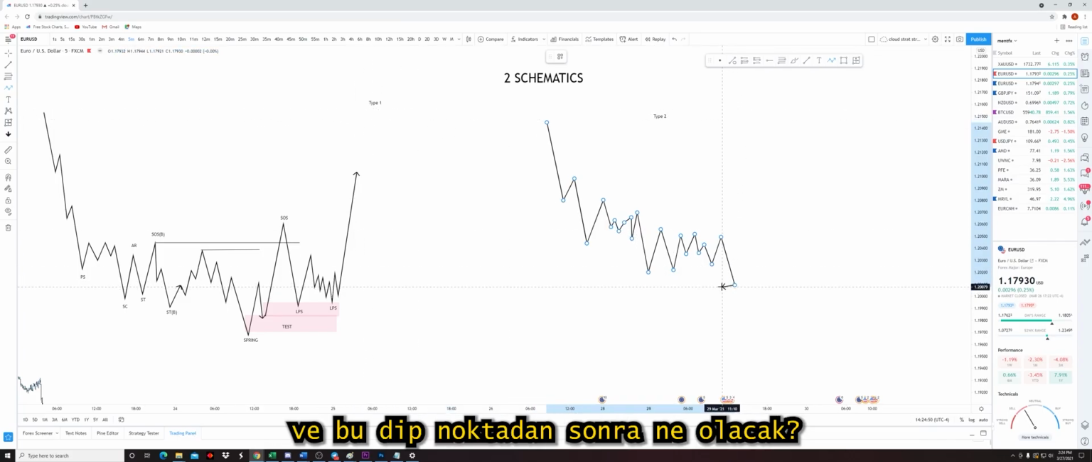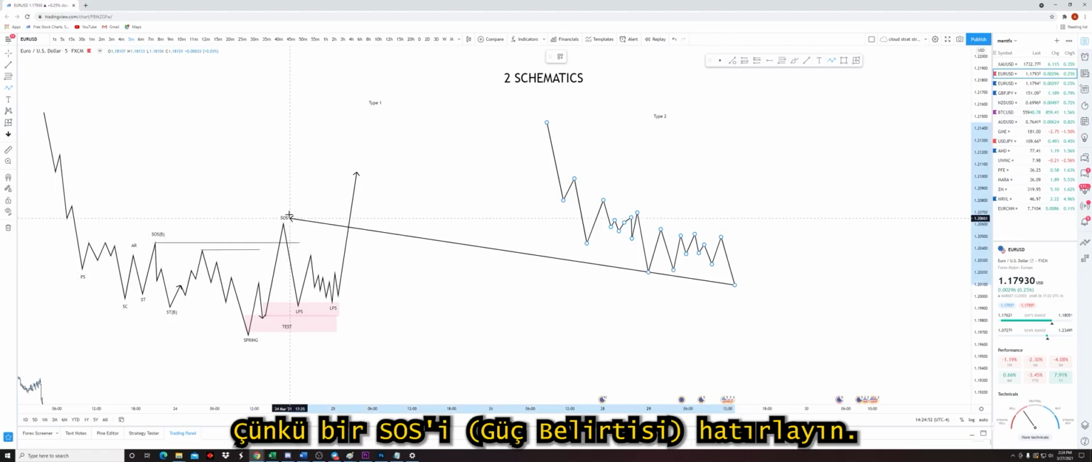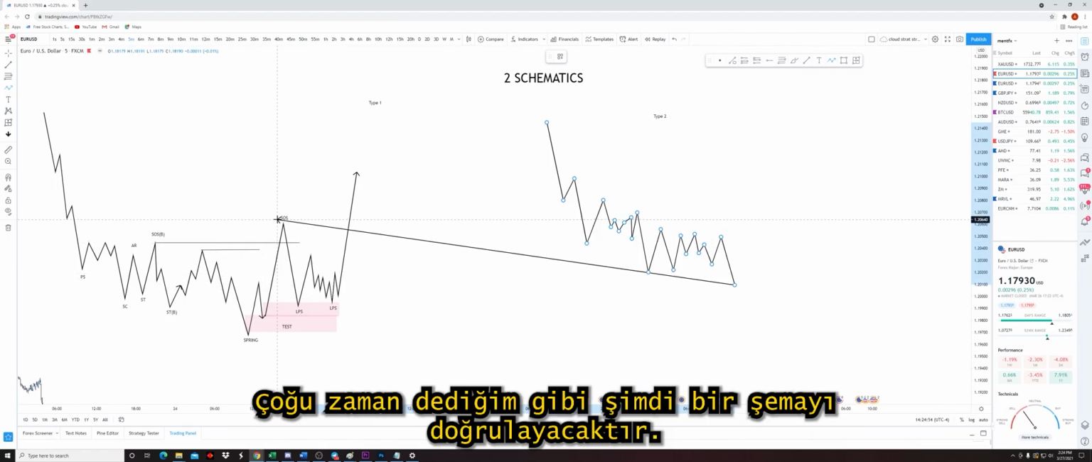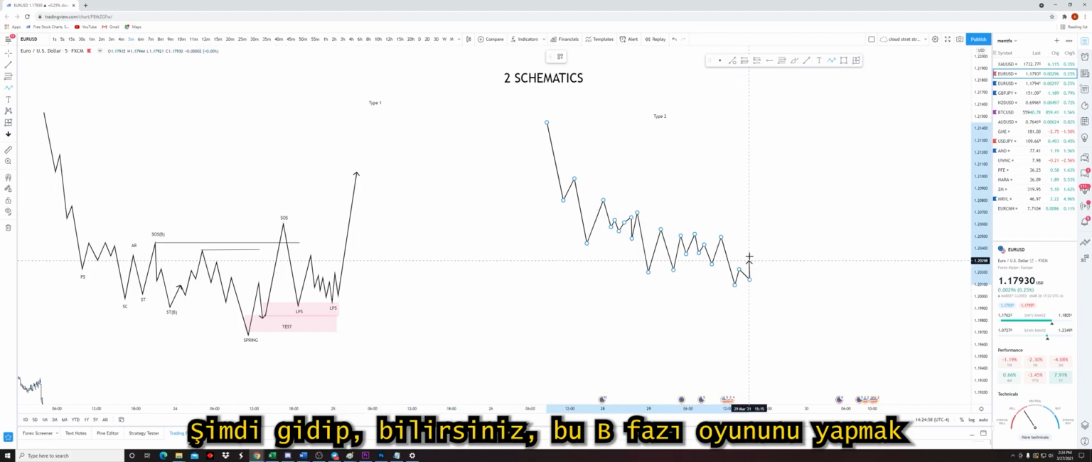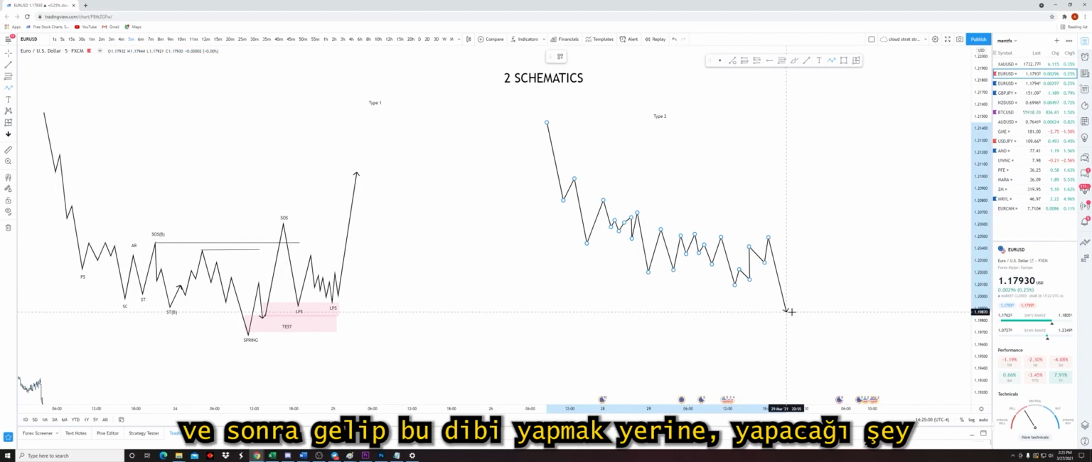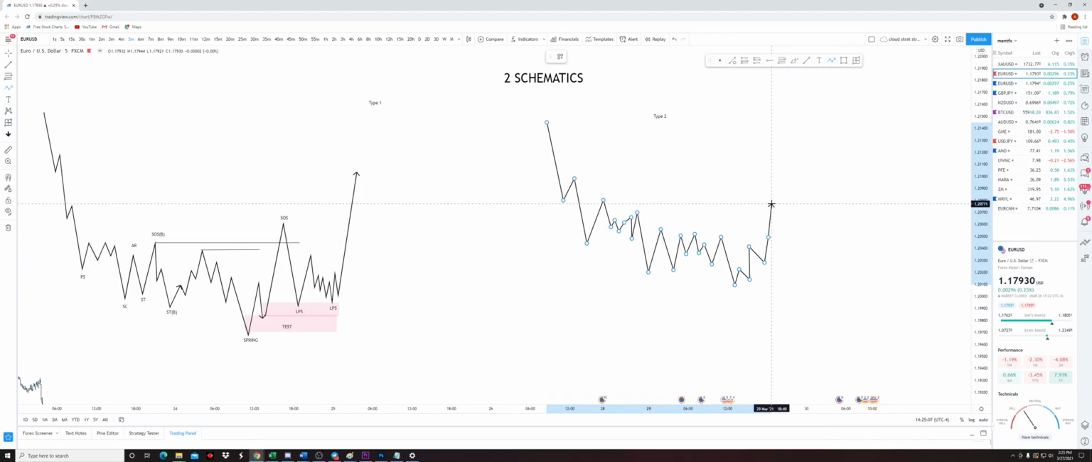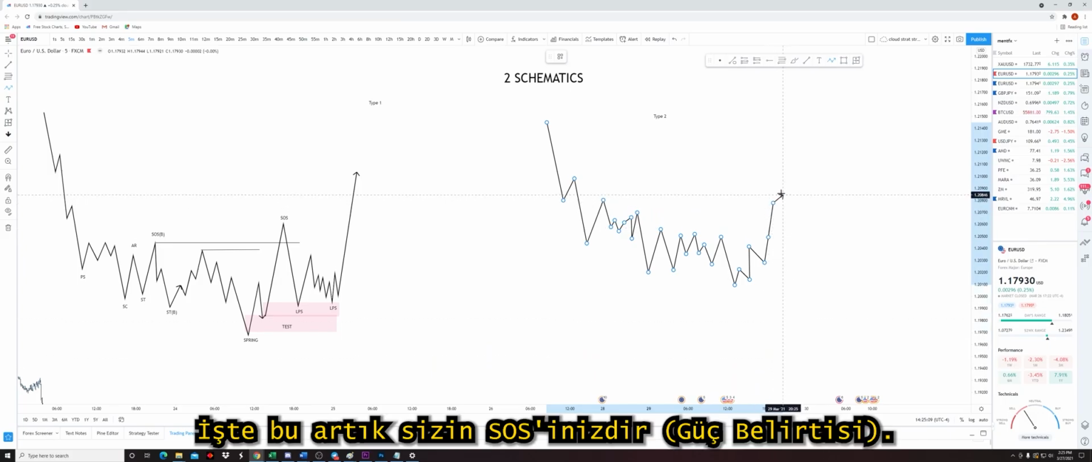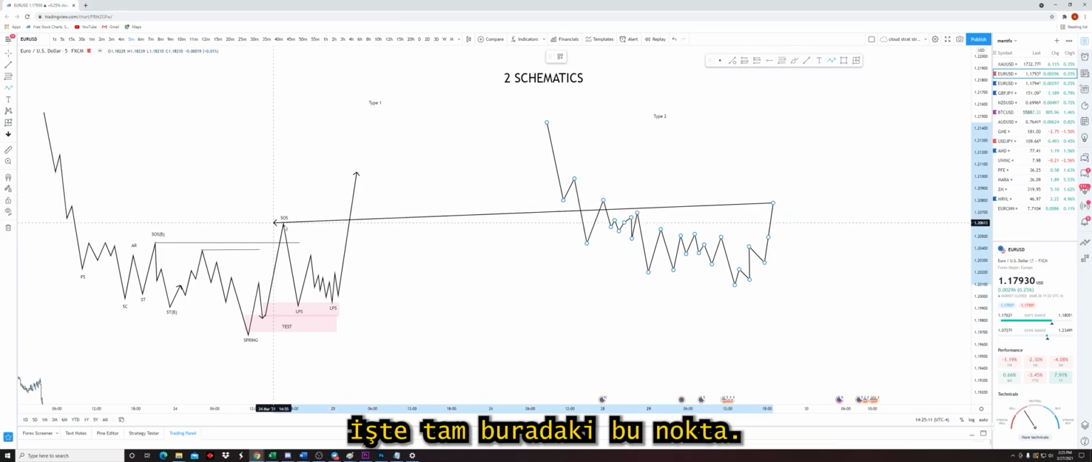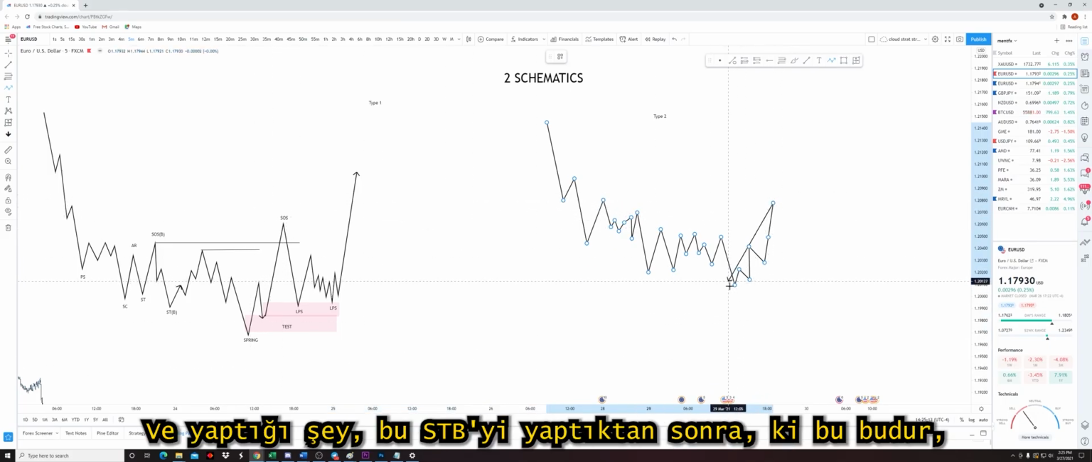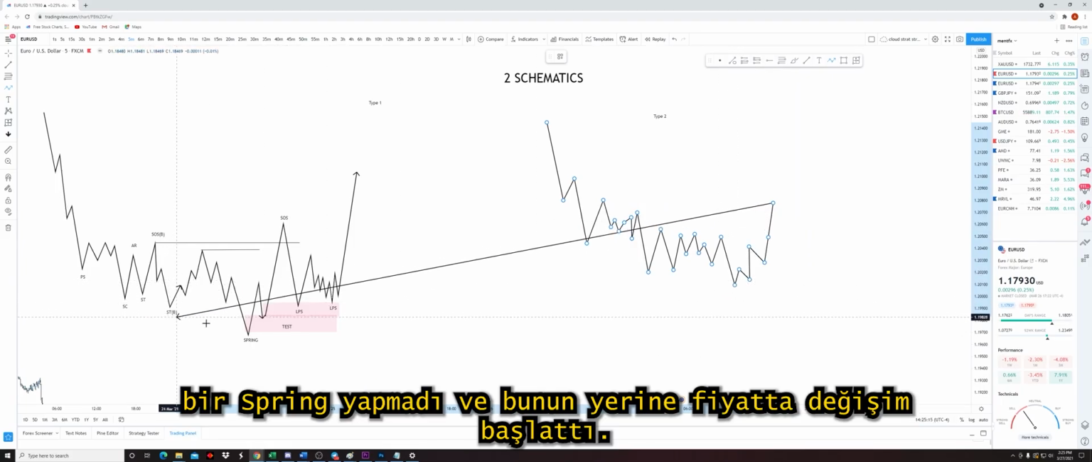And what's going to happen after this low point, because remember, an SOS oftentimes, like I said, will validate a schematic. Now, instead of it going and making this phase B play and then coming to make this low, instead what it will do is it will come and make a new high. Boom. That is now your SOS. That's this point right here. And what it's done is, after making this ST and B, which is this, it didn't make a spring. And instead, it began to shift in price.